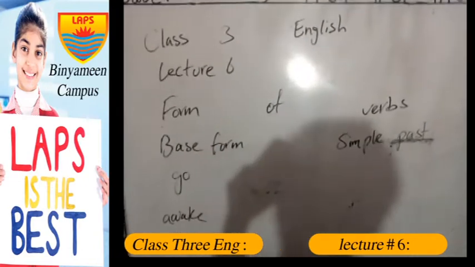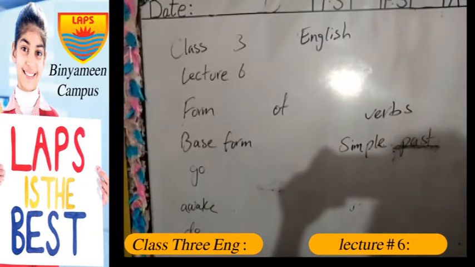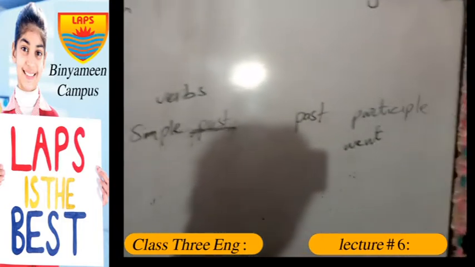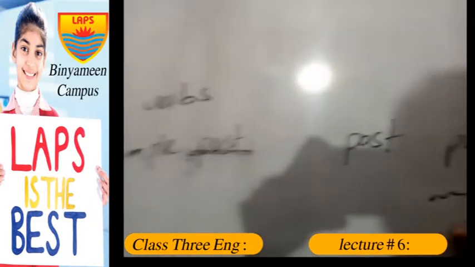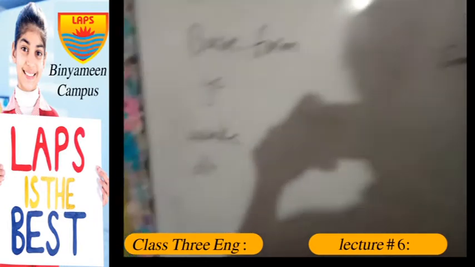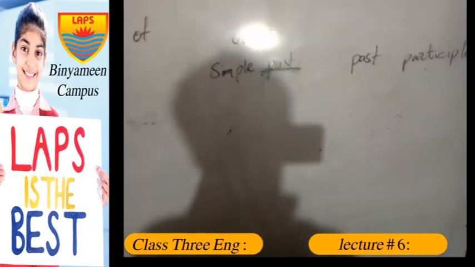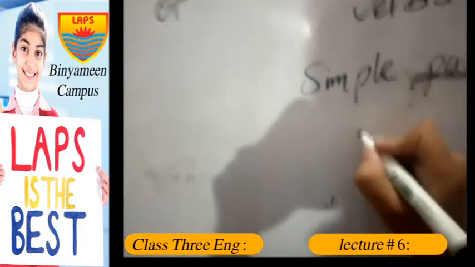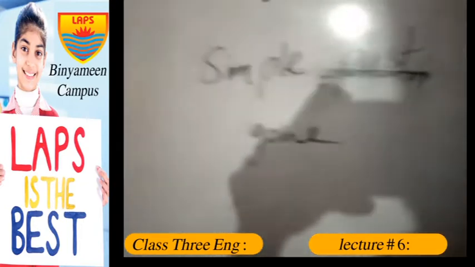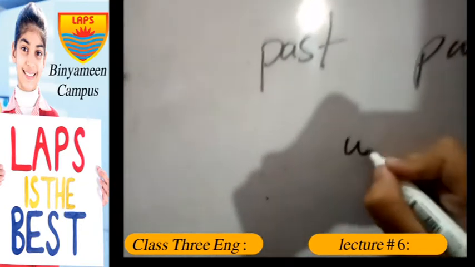Today we will be doing forms of verbs, like I have written: base form, simple past and past participle here. So I have written three verbs here: go, awake and do. I will be explaining the simple past and past participle forms of these verbs. Go will be went in simple past and gone in past participle.